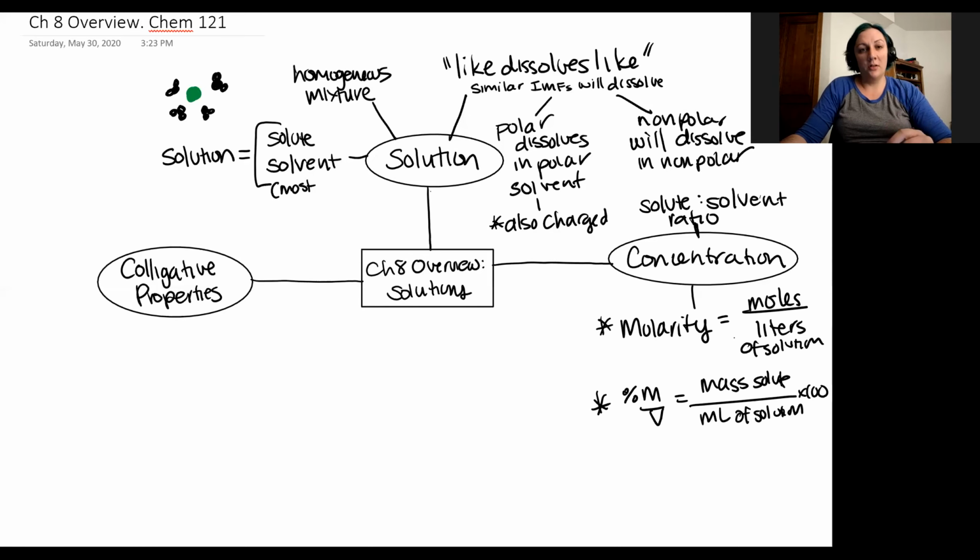We also use percent volume per volume, which is really similar to our mass per volume, except you're taking the volume of the solute rather than the mass.